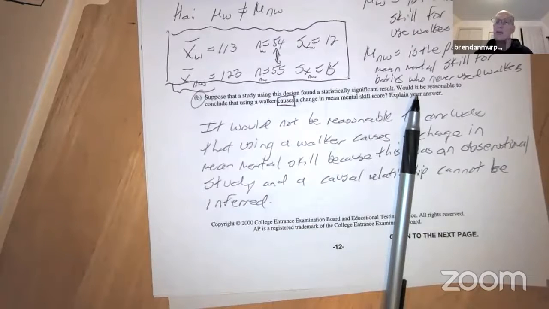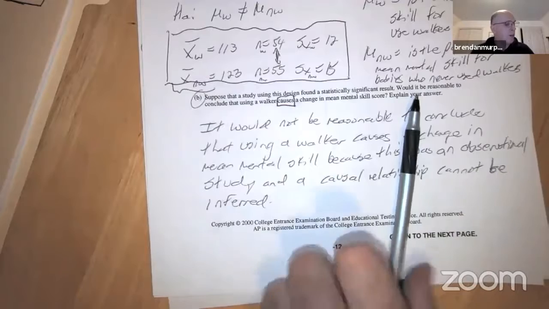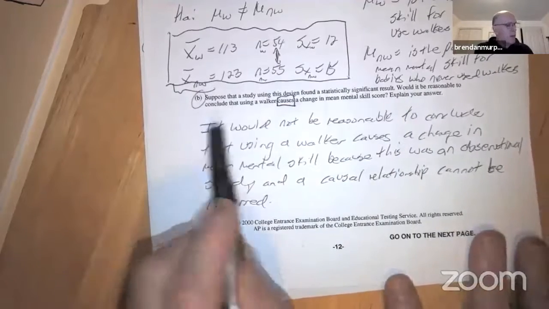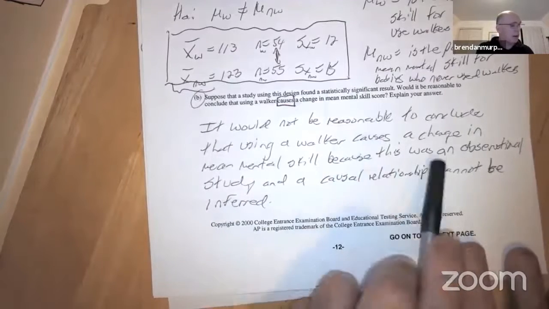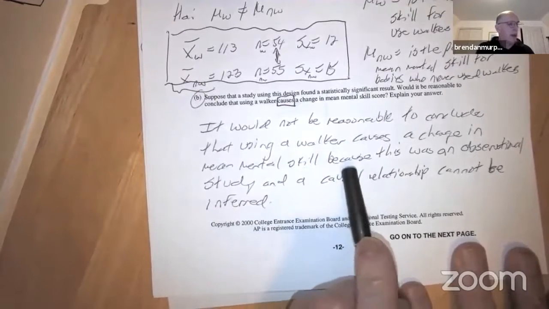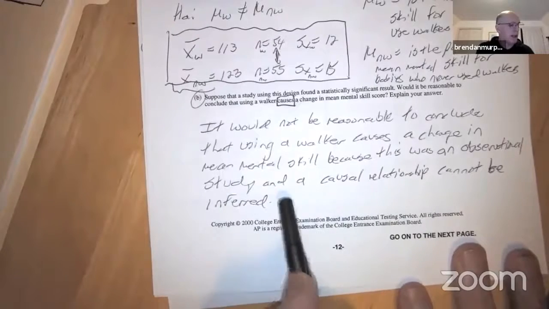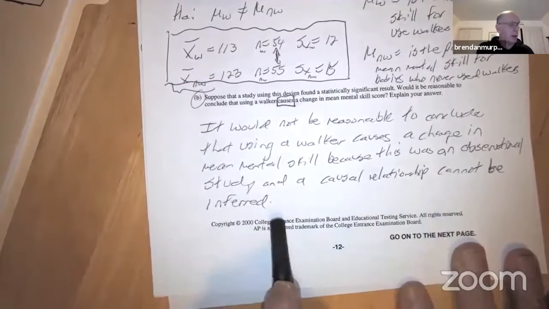I think that low p-value sometimes leads students into, oh, we've proved it. There's definitely causation. It's so low. We have strong evidence, but we can't talk about causation here at all. So it would not be reasonable to conclude that using a Walker causes a change in mean mental skill, because this was an observational study, and a causal relationship cannot be inferred.